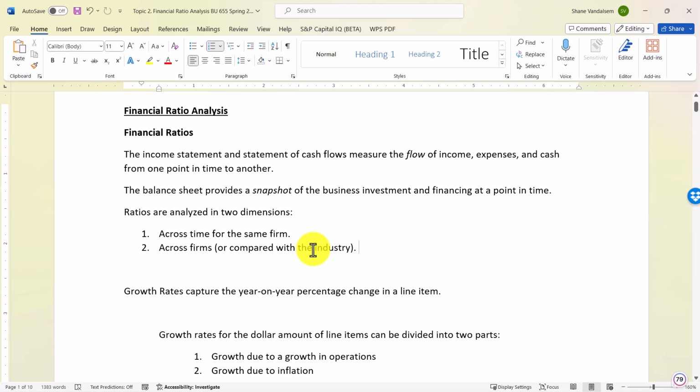Hello everyone, this is the first of two videos on financial ratio analysis. In this video we're going to talk a little bit about what financial ratio analysis is, and then we're going to go through a number of the different ratios that are important for looking at when analyzing a firm.